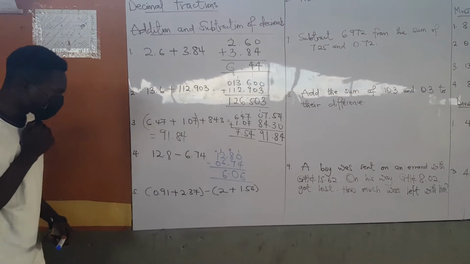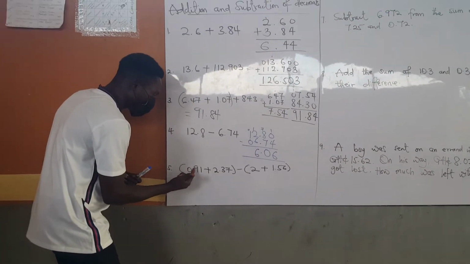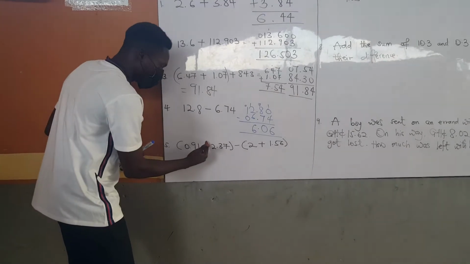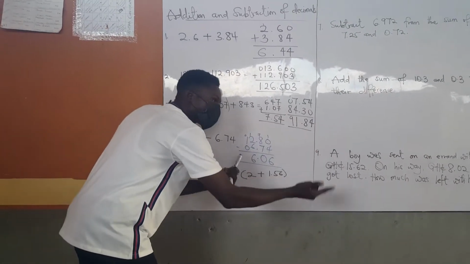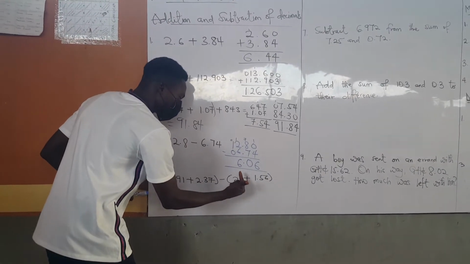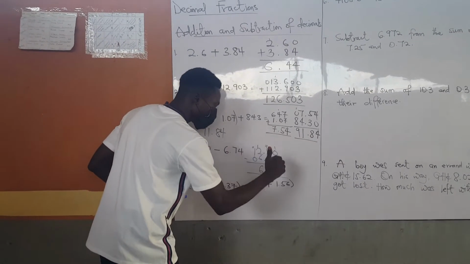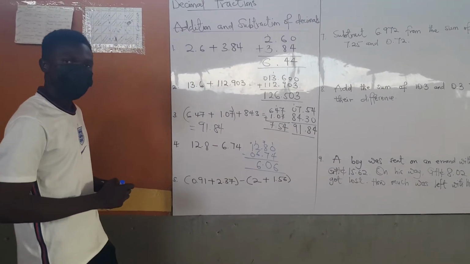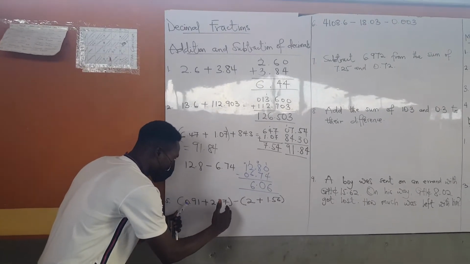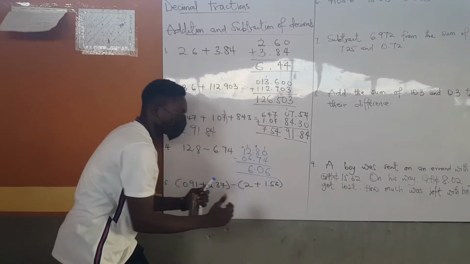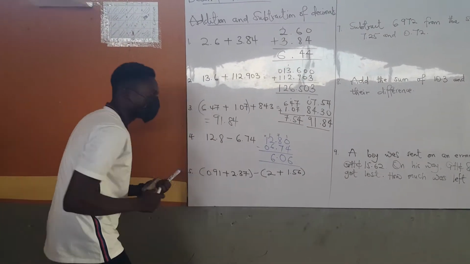Now you come to the number 5. We have the bracket of 0.91 plus 2.37 minus the bracket of 2 plus 1.56. Now let's look at the solution for this. Deal with this one, and deal with this one. When you finish, what do you do? You subtract. So let me deal with the one in the bracket here.